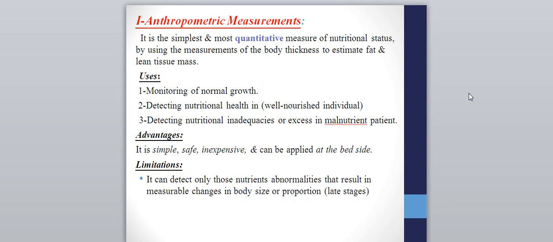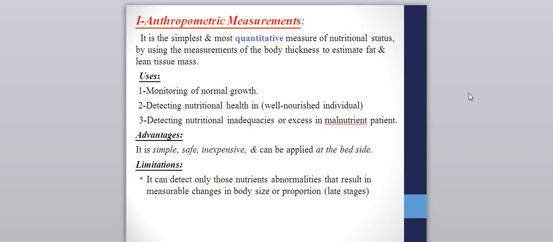So anthropometric measurement, what do we mean? It is simple, and it is the most quantitative measurement of nutritional state. It can measure body thickness and estimate fat and lean tissue mass. Why do we use this anthropometric measurement? We use it to monitor normal growth and to detect nutritional health in a well-nourished individual, and also to detect nutritional inadequacy or excess in a malnourished patient.